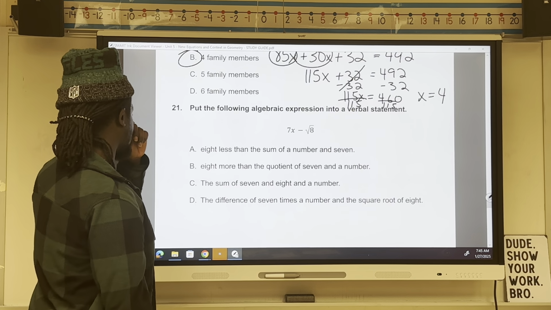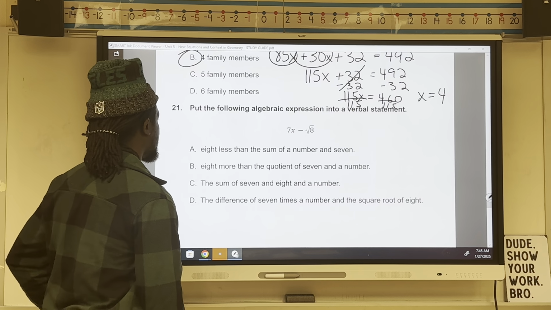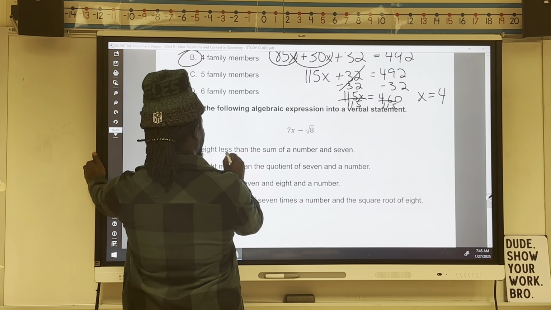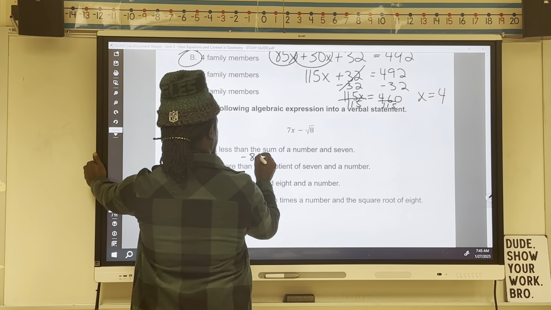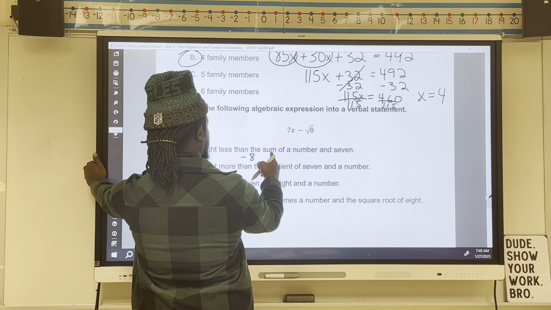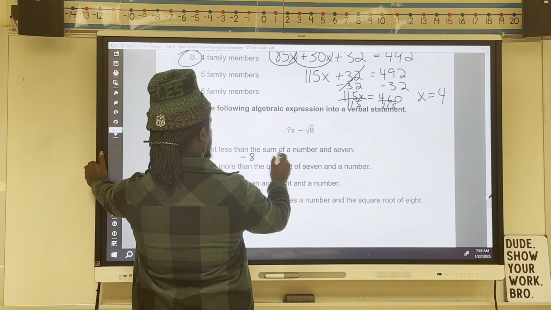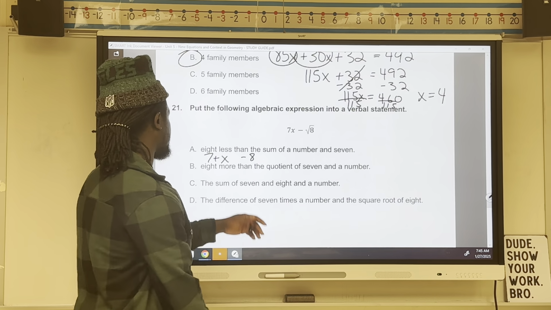Put the following algebraic expressions into a verbal statement, okay? And so 8 less than the sum. If I said 8 less than, that means I'm subtracting 8 from the sum of a number and 7. So that would be 7 plus a number, okay? So that's what that first one would be.